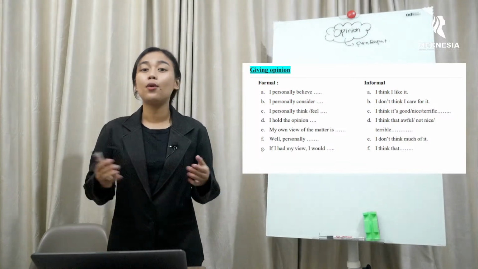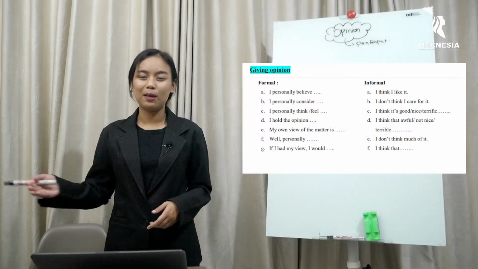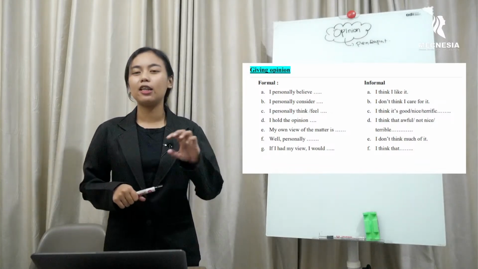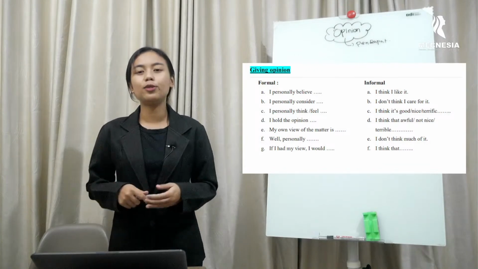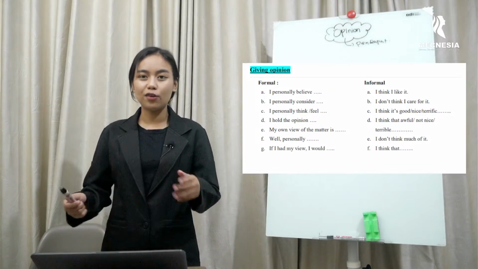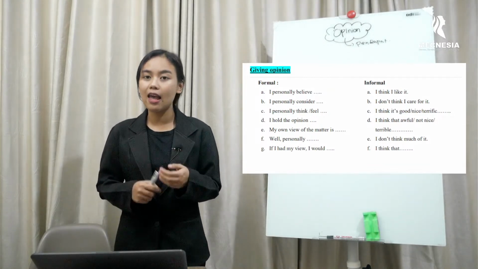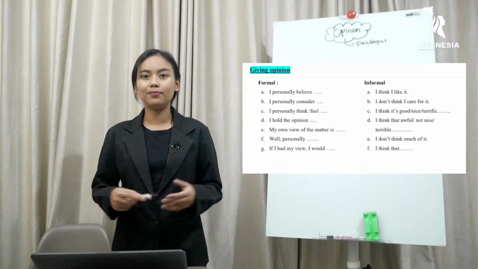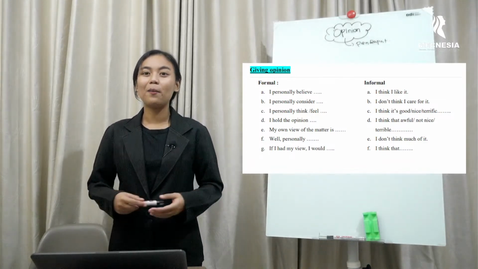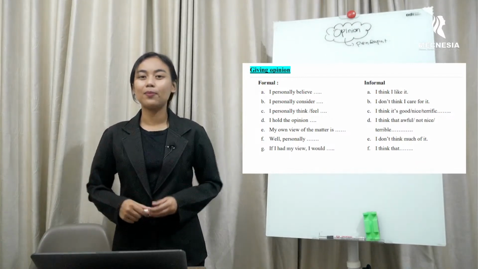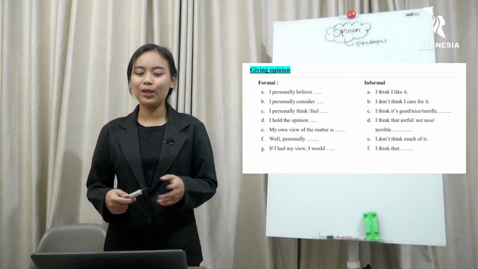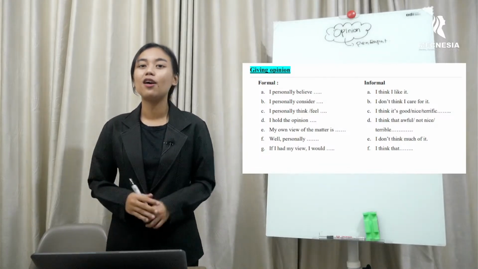Next, you can say, well, personally, blah blah blah. Jadi kalian tidak menyebutkan subjeknya dan langsung menyebut kata personally. Kemudian pendapat kalian. And next, secara formal kalian bisa bilang, if I had my view, I would blah blah blah. Let's say it with me. If I had my view, I would. Okay, that is how you give your opinion formally.